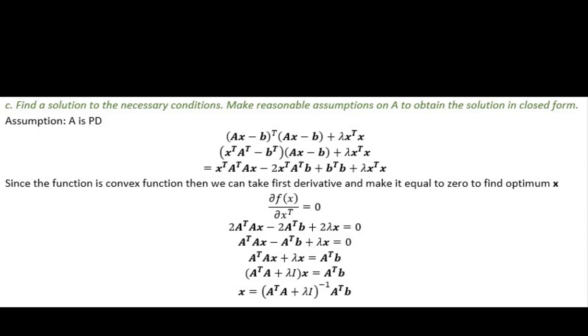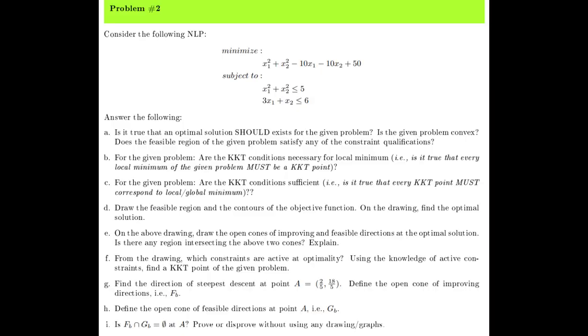Okay, let's use the... this type of the first one.